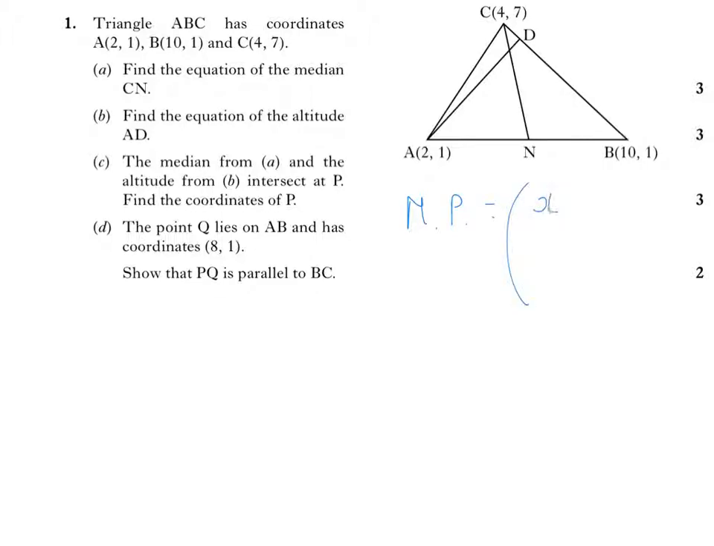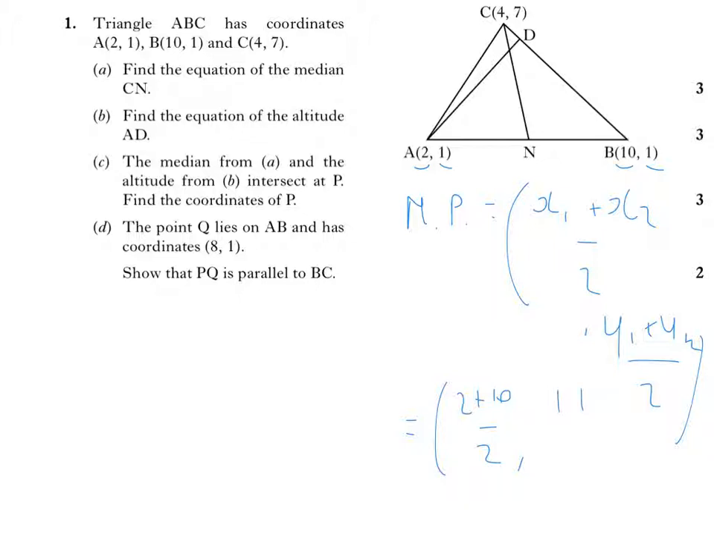So for midpoint, that's x1 plus x2 over 2, y1 plus y2 over 2. So that's 2 plus 10 over 2, 1 plus 1 over 2. 2 plus 10 is 12, 12 over 2 is 6, 1 plus 1 is 2, 2 over 2 is 1. So my midpoint then for N is (6, 1).